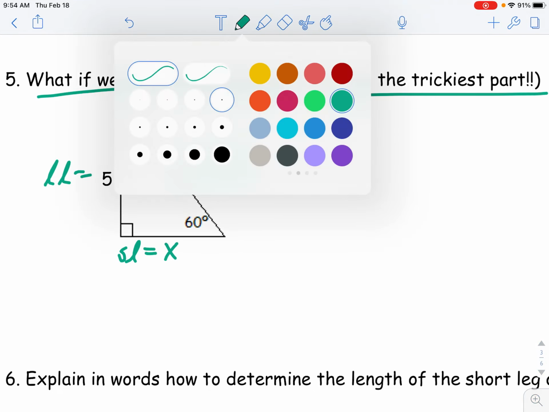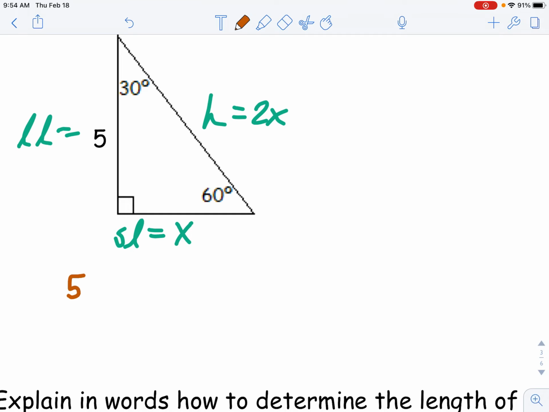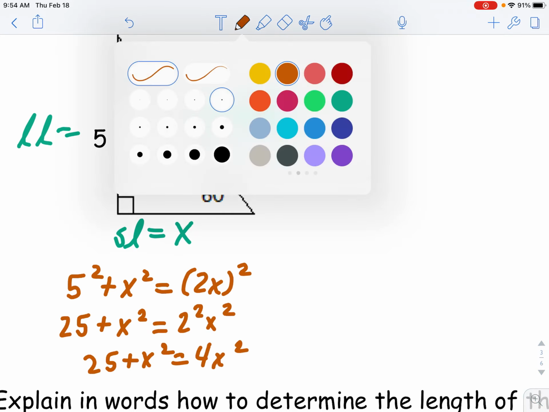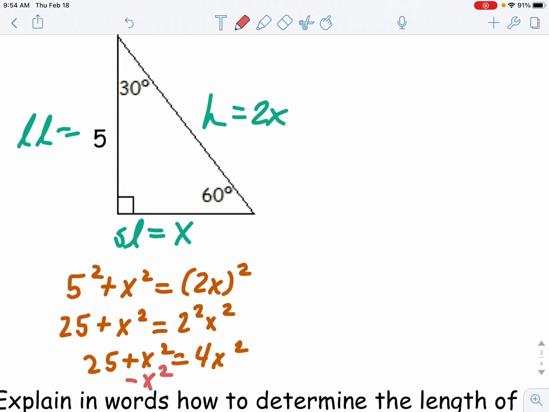All right, so again, this is gonna be brutal. Let's see how we can do 5 squared plus x squared equals (2x) squared. That's gonna make this 25 plus x squared equals 2 squared x squared, so 25 plus x squared equals 4x squared. Subtract x squared from both sides, and we're gonna get 25 equals 3x squared.